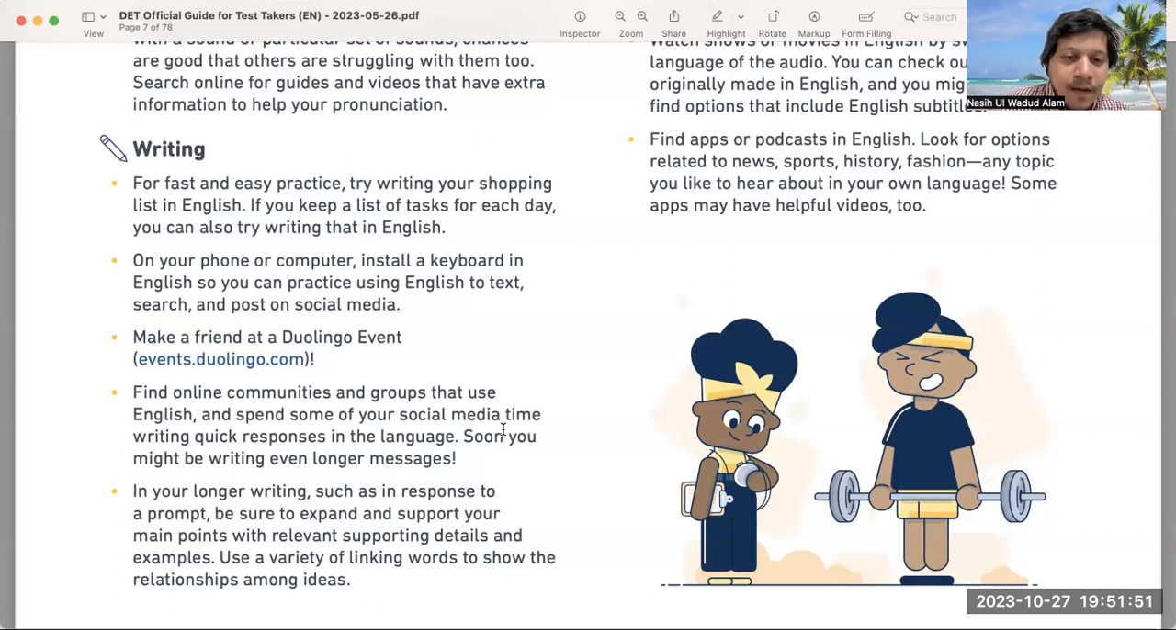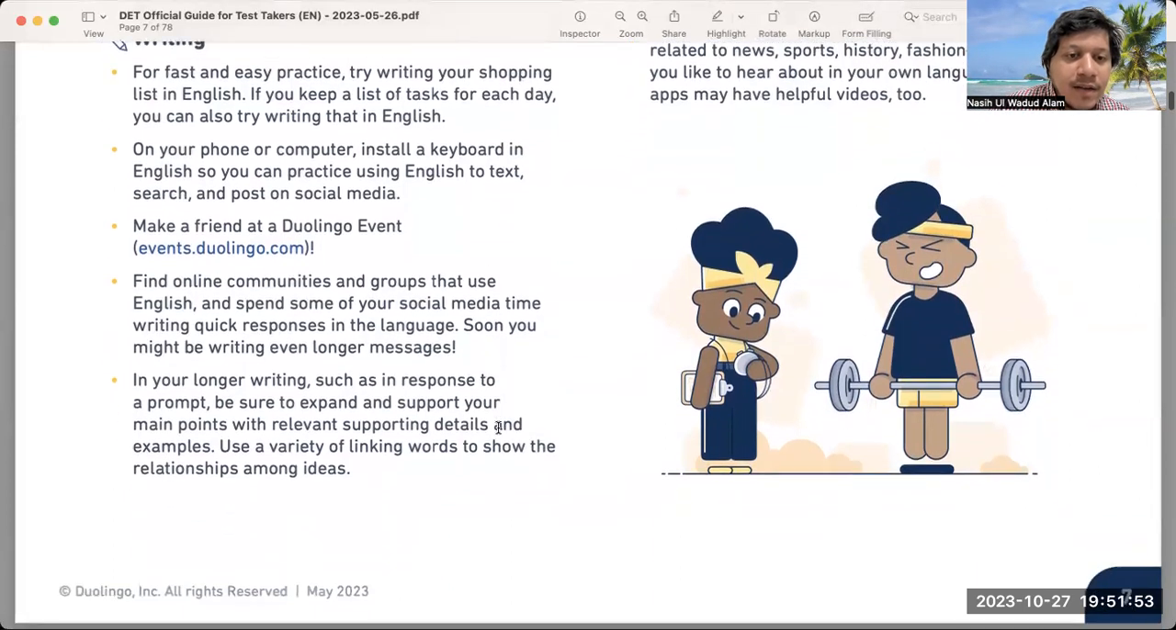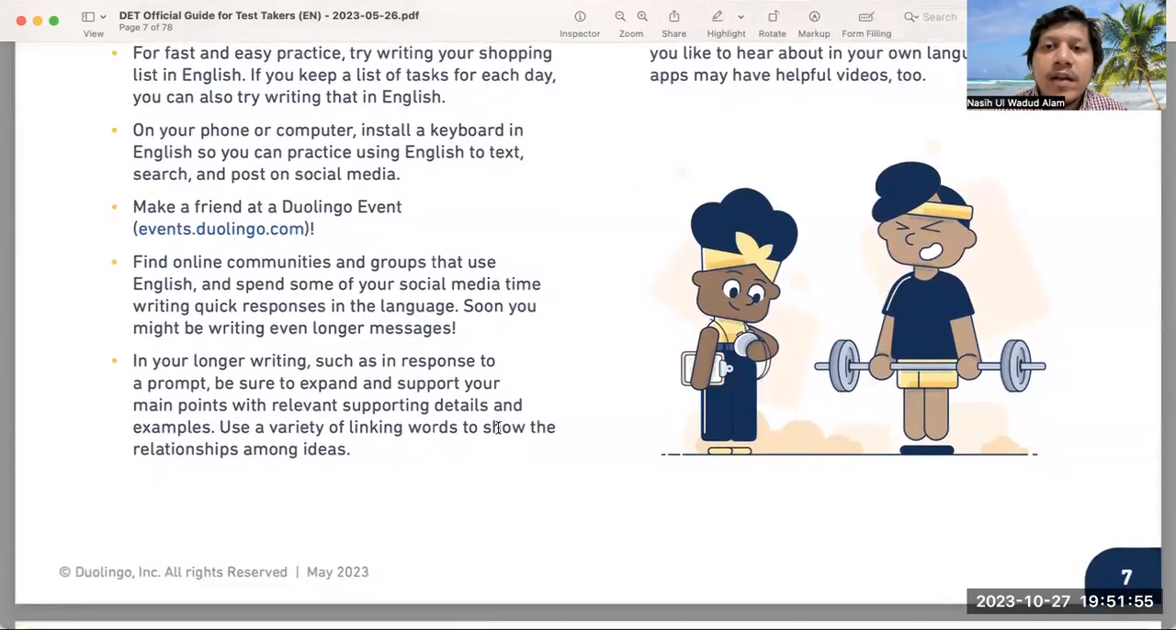Then, in your longer writing, you can also find some online groups. You can talk to them in English, you can write to them in English, okay? But don't spend money on anything unnecessarily. You can watch YouTube videos to communicate in English or find some friends in English, okay? I'm not saying that you should only watch my videos or my content. There are many beautiful content on Duolingo. You can watch everyone's content.